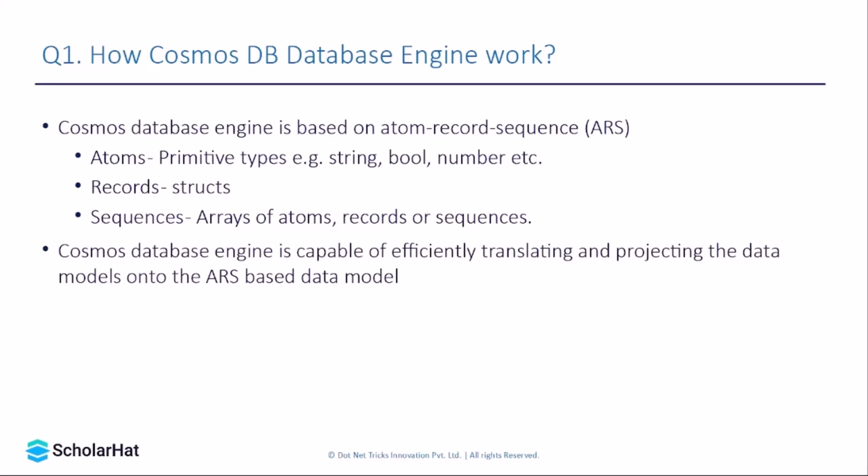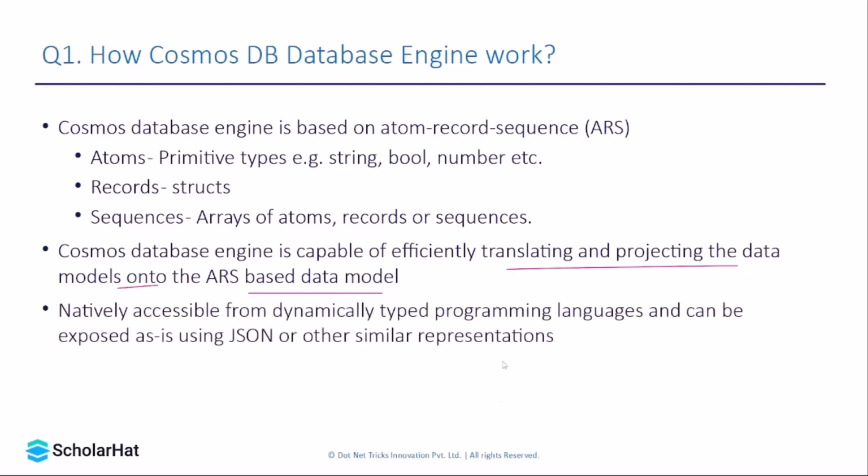The Cosmos DB data engine is capable of efficiently translating and projecting all the data models into the ARS based model. In simple terms, whatever data you present to Cosmos DB in the form of your data model, internally that is converted into the ARS based model by Cosmos DB. This is accessible from all dynamic type programming languages like C#, Python, Java, and can be exposed as is using JSON and other similar representations.